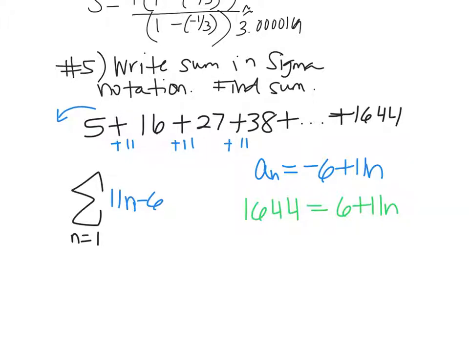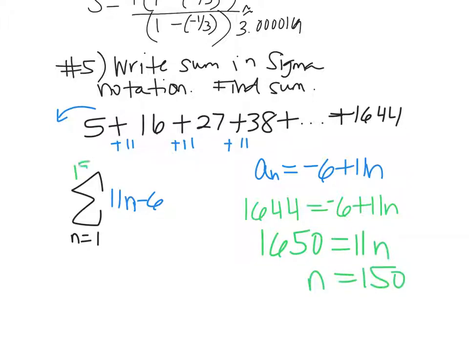Whoa, that didn't work. Add 6. Okay. Do you ever do that? You make a mistake and then you're like, didn't work, but then you go back and you figure it out. It's pretty good. So 1650 equals 11n. So n turns out to be 150. So you go over here and you plug 150 in at the top, and this entire thing would be your answer. Let's find the sum of it now.